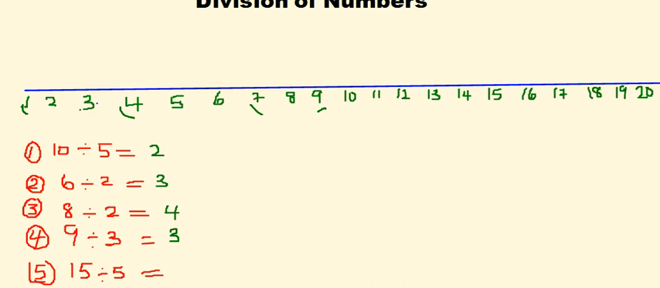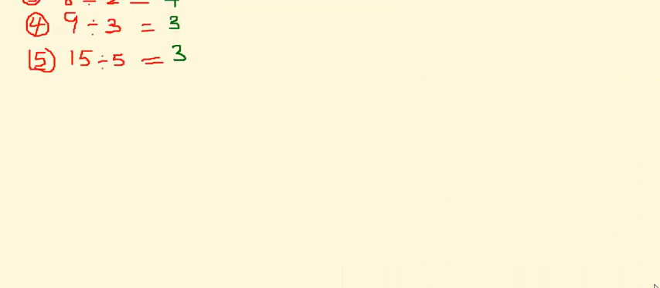Number 5, 15 divided by 5. This is 15. 1, 2, 3, 4, 5, this is the first one. 1, 2, 3, 4, 5, second one. 1, 2, 3, 4, 5, third one. That's 3. 15 divided by 5 equals 3. So let's write more examples so you can do it by pausing this video.